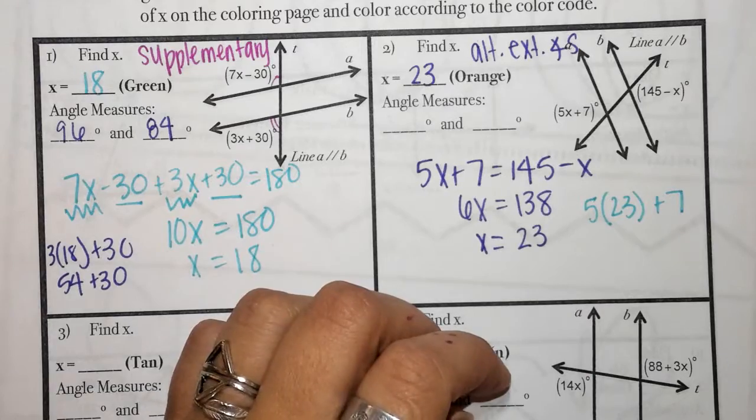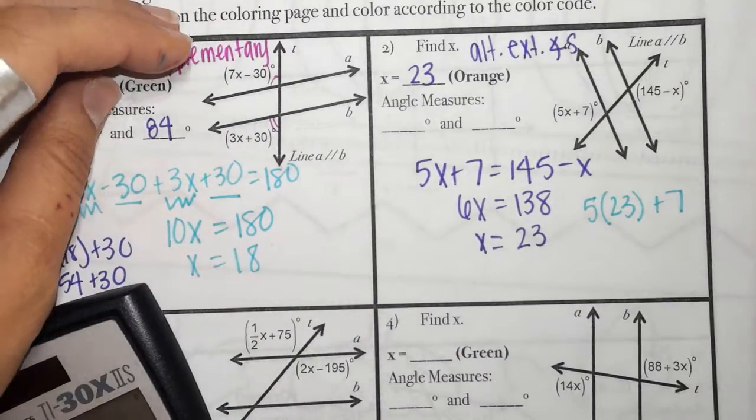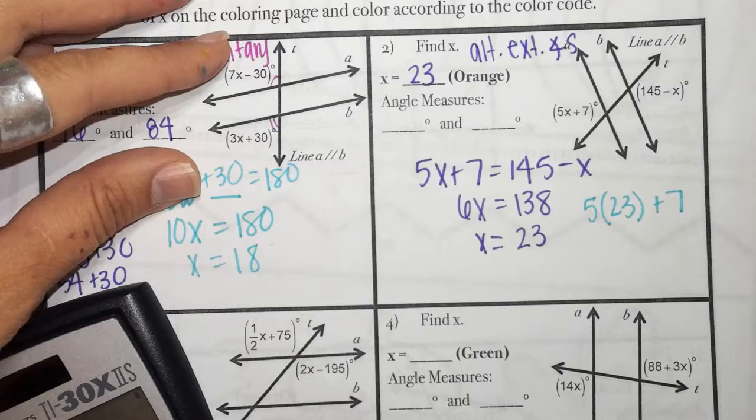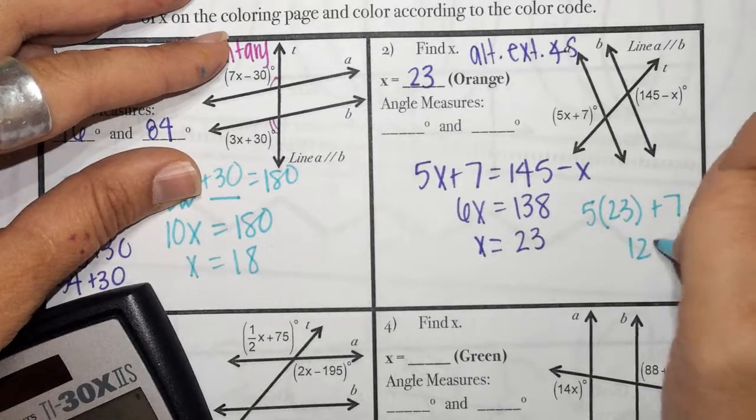All right, what's 5 times 23? It would have been easier to plug it into that other one. And you get 122.